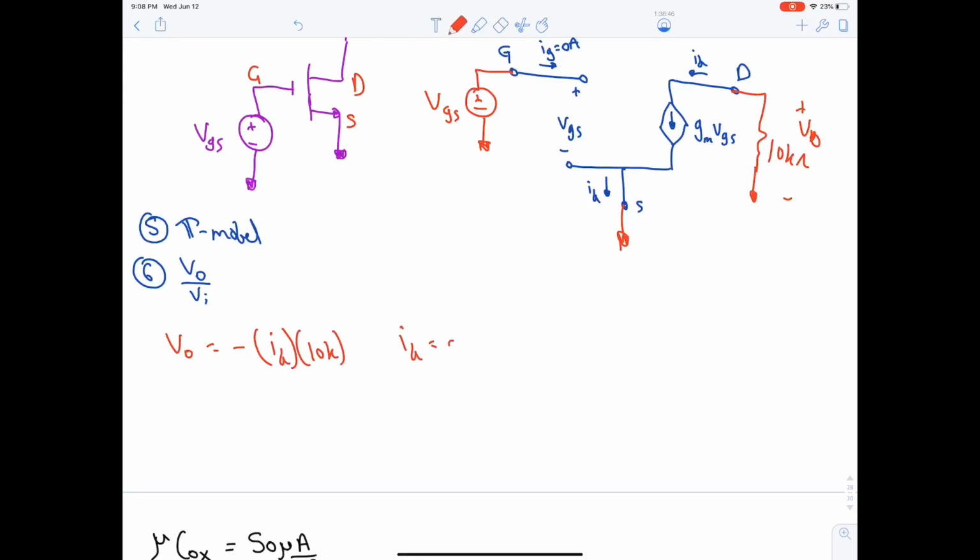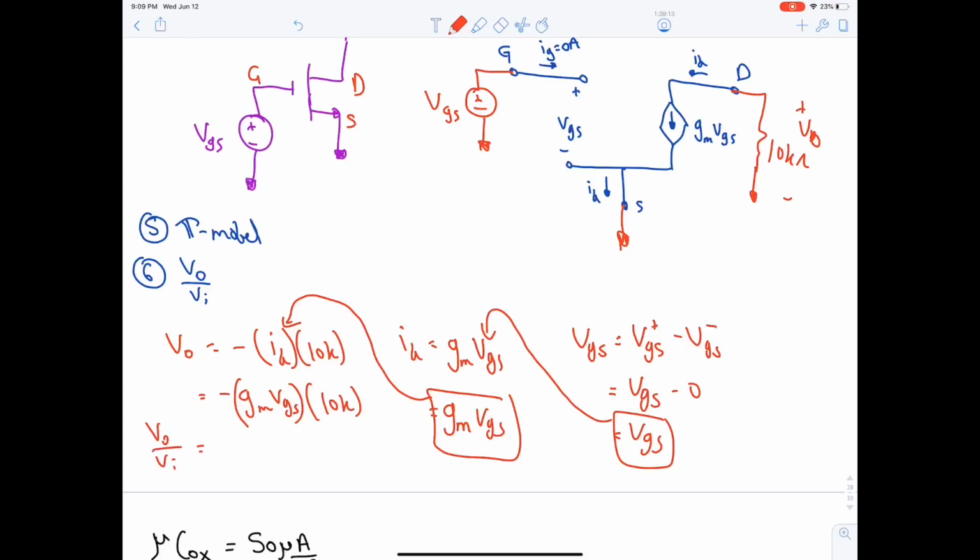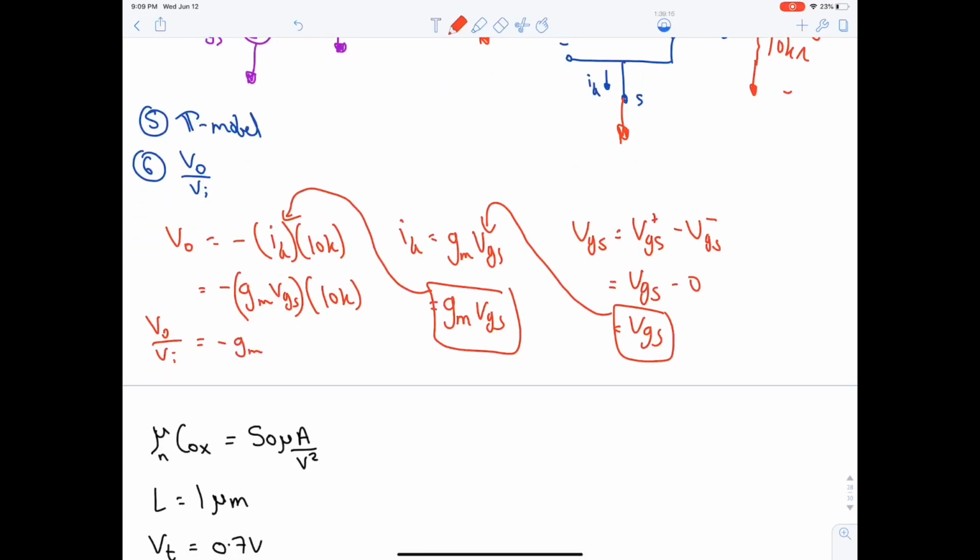ID is equal to gm vgs. vgs is equal to vgs positive minus vgs minus. vgs positive as vgs minus 0, which is equal to vgs. gm vgs, plugging this back in here, will result in minus gm vgs multiplied by 10K. So now VO over VI is equal to minus gm multiplied by 10K, and this will give us minus 4 volt over volt.